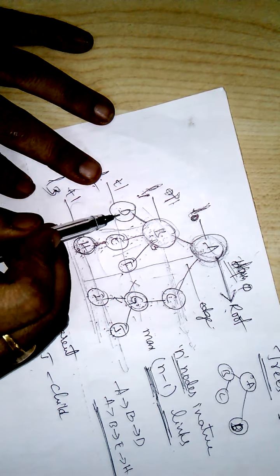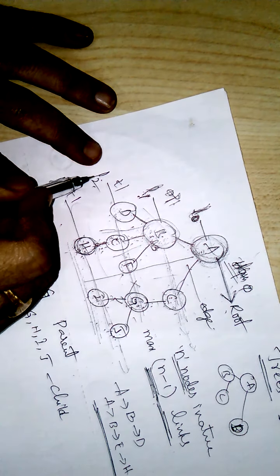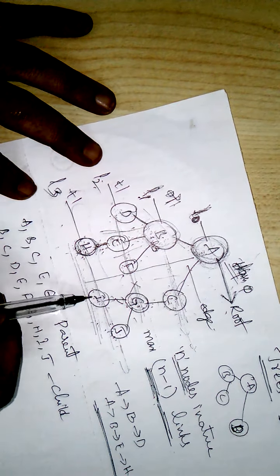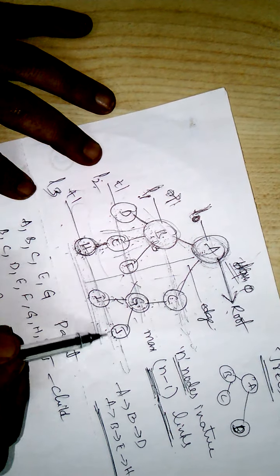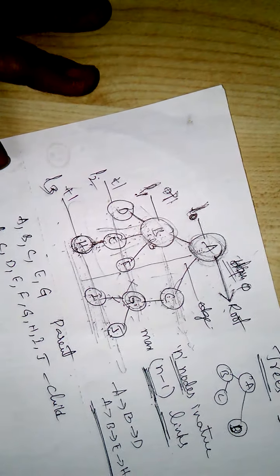D, E, F, G are at the same level 2. H, I, J are at the same level 3. This is called level. Then what is height?